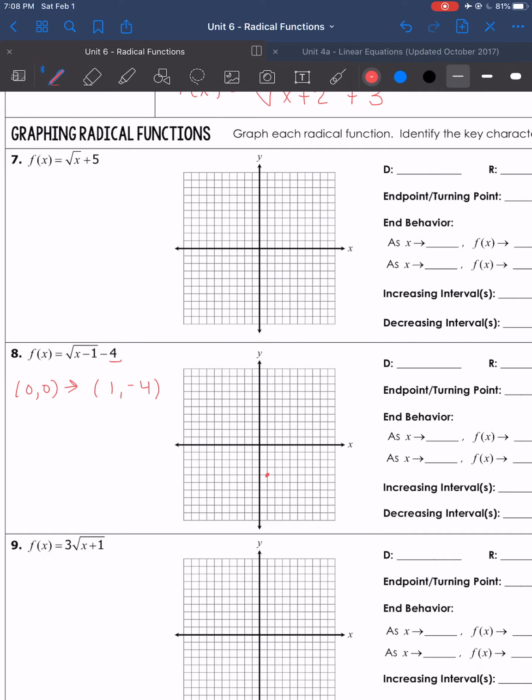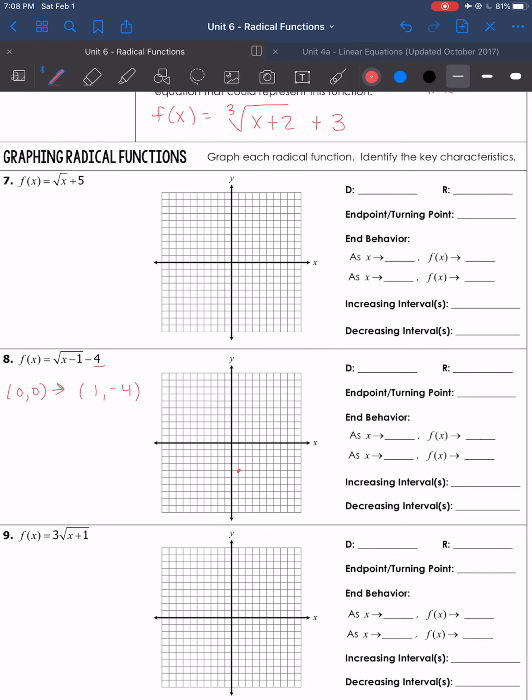So that's my turning point, or my end point in this case, because it's a square root, not a cube root. So 1, negative 4 is my end point, not my turning point. My domain is x is greater than or equal to 1, and my range is y is greater than or equal to negative 4.